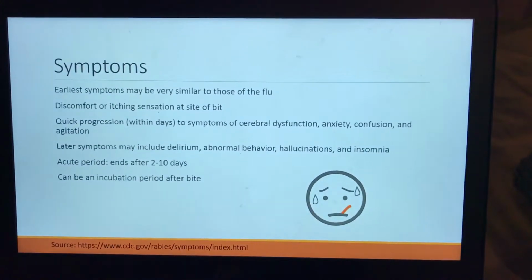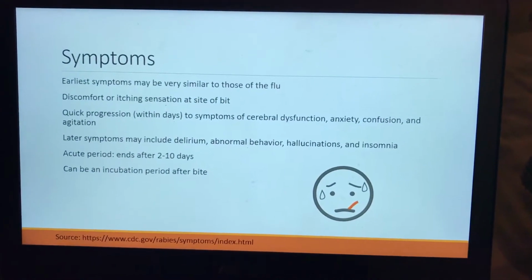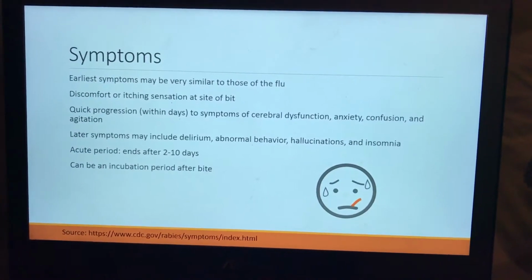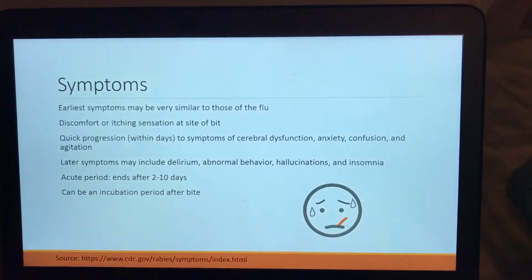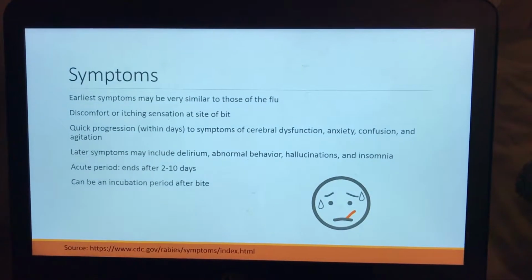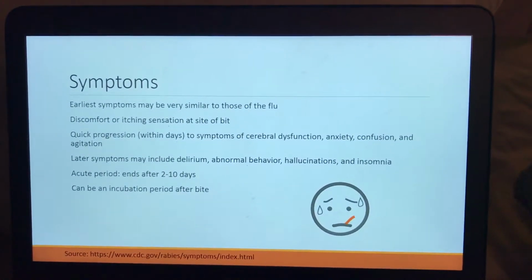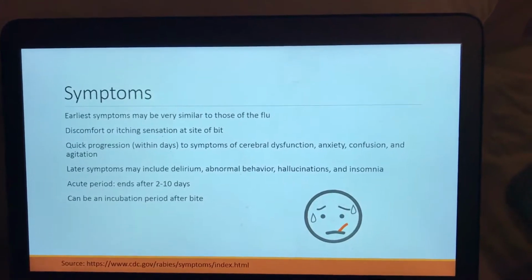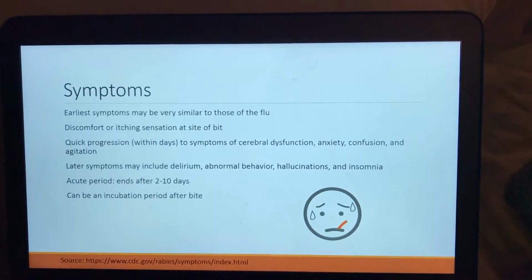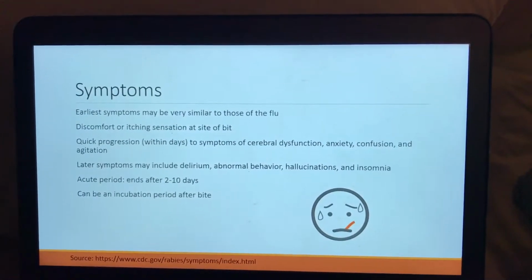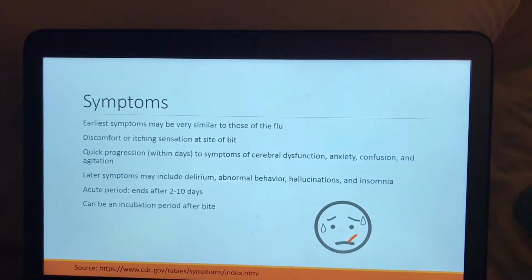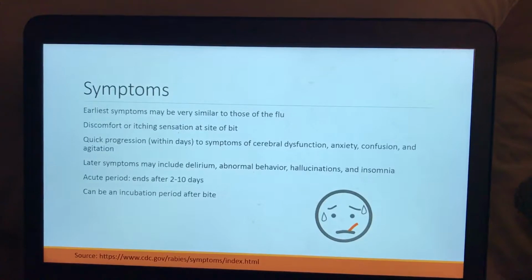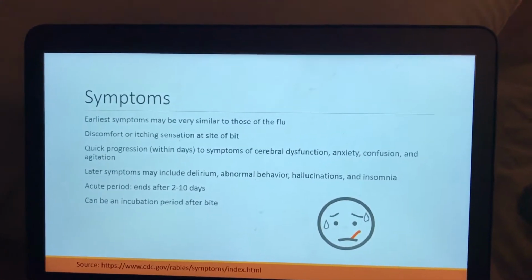The acute period of this disease ends after 2 to 10 days, and there also is a possibility of an incubation period after the bite. So that incubation period is the time between the bite and the appearance of symptoms. It could last for weeks or months. And what's interesting about this is that a bite from an animal during the incubation period doesn't carry a risk of rabies because the virus has not made it yet to the saliva.